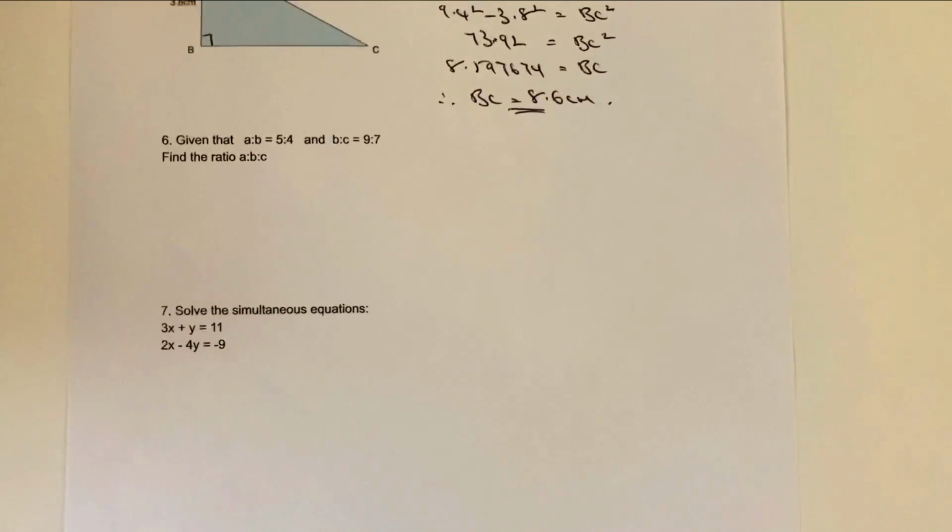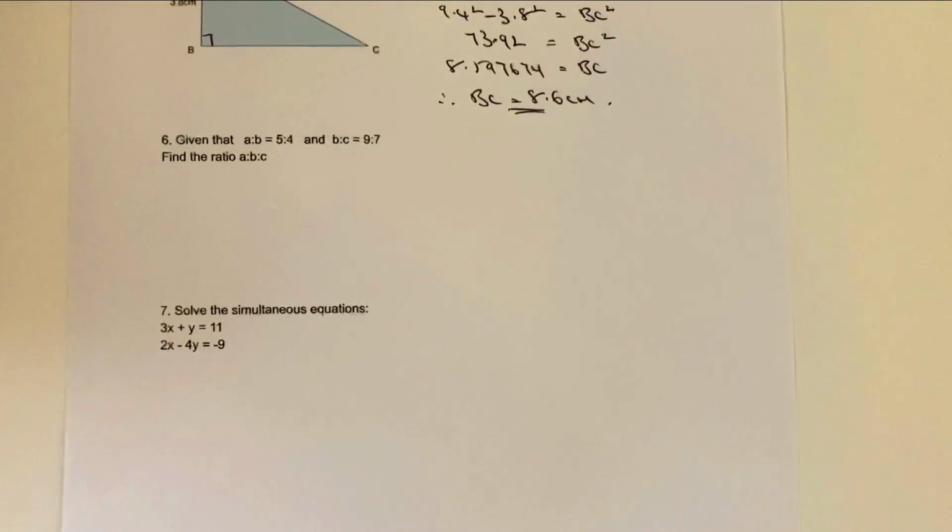Question number 6, we've got given that we've got this ratio A to B and B to C, and we've got to find the ratio A to B to C. These are not too bad, and I did a video on these fairly recently, so please do add a comment below if you're not sure, and I'll put the link through for that particular video.